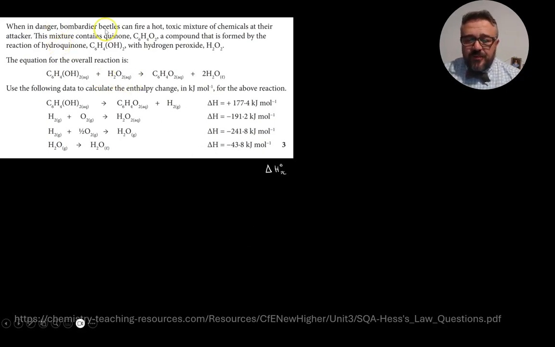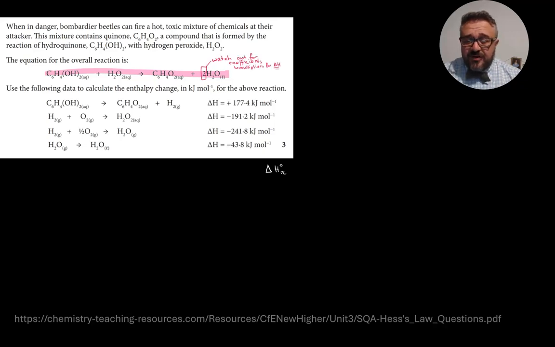So, when in danger, the bombardier beetle can fire a hot toxic mixture of chemicals at their attacker. Excellent. Seems familiar. The mixture contains quinone, C6H4O2, a compound formed by the reaction of hydroquinone, C6H4(OH)2, with hydrogen peroxide. Nice. The overall equation is this. So we've got the hydroquinone plus hydrogen peroxide gives us quinone plus water liquid. Alrighty. Now, this is our target equation.